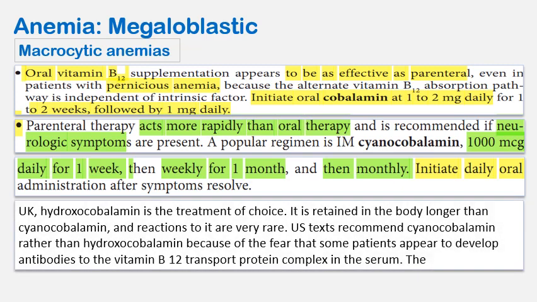And this is the US regimen, while in the UK regimen, hydroxycobalamin instead of cyanocobalamin is the treatment of choice. It is retained in the body longer than cyanocobalamin. Reactions to it are very rare. The US recommends cyanocobalamin rather than hydroxycobalamin because of the fear that some patients appear to develop antibodies to the vitamin B12 transport protein complex in the serum.